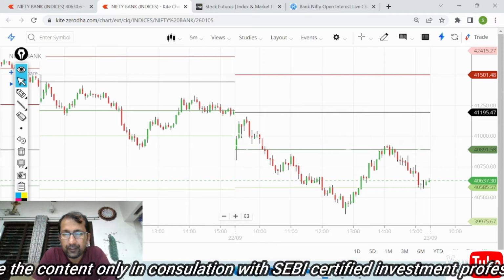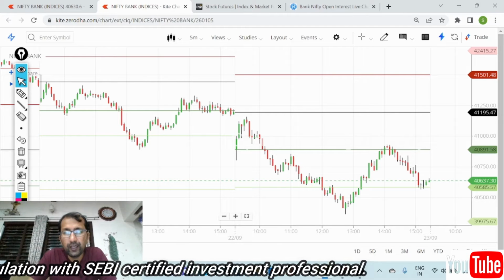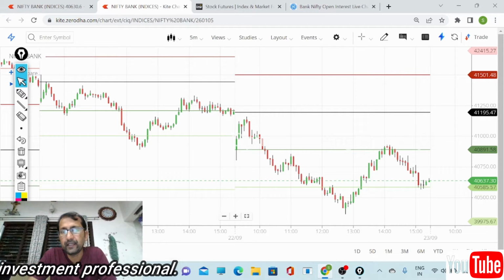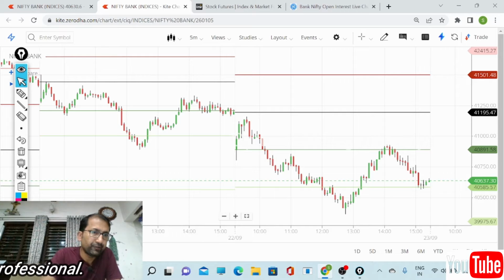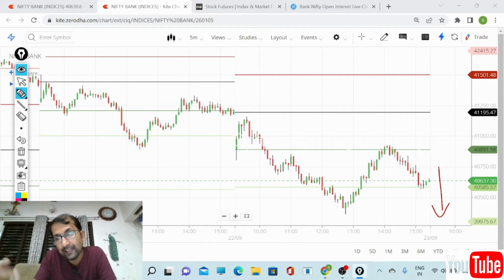So now, the important support for the Bank Nifty is at around 40,500 levels. And if tomorrow there is a gap down, there will be a significant down move in Bank Nifty. Bank Nifty can go as low as 40,000 levels and it can even break 40,000 tomorrow. If there is a major gap down tomorrow, Bank Nifty may open at around 40,000 levels. So that is the Bank Nifty trade for tomorrow.